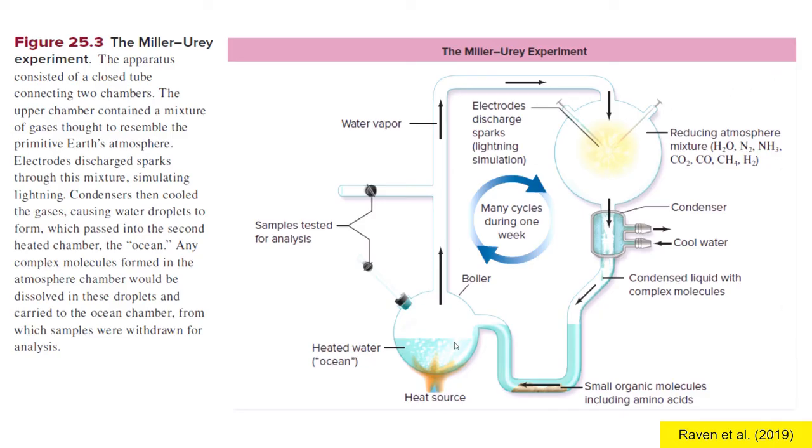They knew the physical events and the physical characteristics of the primitive Earth. Now this is the chemical process that they were looking for: that yes, it is possible for the conditions of the primitive Earth to give rise to the building blocks of life.